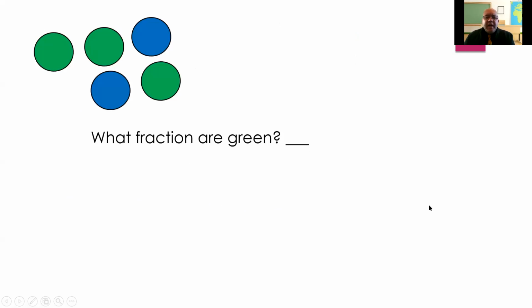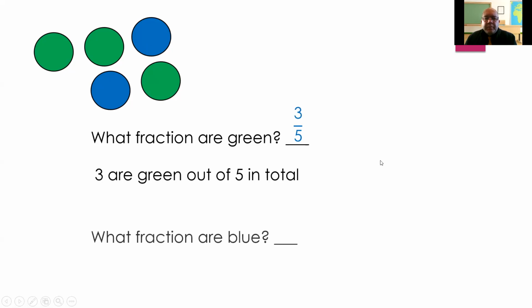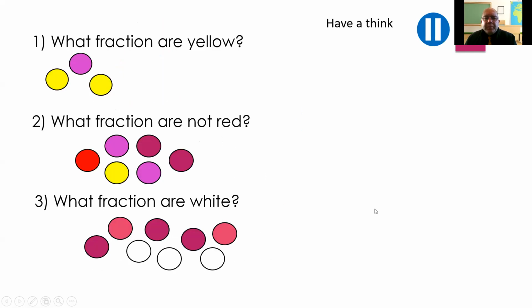Right. What fraction here is green? Think about how many you've got all together and how many are green. We've got 1, 2, 3, 4, 5 all together. So our denominator is 5. 3 of them are green. So it's 3 out of a total of 5 gives us 3/5. What fraction are blue? Well, we've still got 5 of them, but this time it's 2 out of the 5. So 2/5. Okay. Right. 3 questions for you. Have a think. Pause the video.